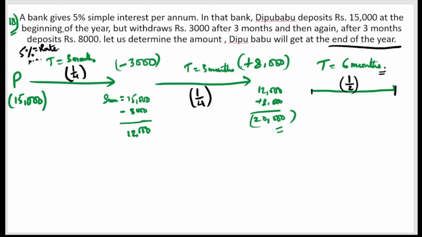Question number 18. A bank gives 5% simple interest per annum. So this is the rate. In that bank, Dipu Babu deposits 15,000 rupees at the beginning of the year, but withdraws 3,000 after 3 months. And then again, after 3 months, he deposits 8,000 rupees. Now let us determine the amount, that is principal plus interest, that Dipu Babu will get at the end of the year, after 1 year.